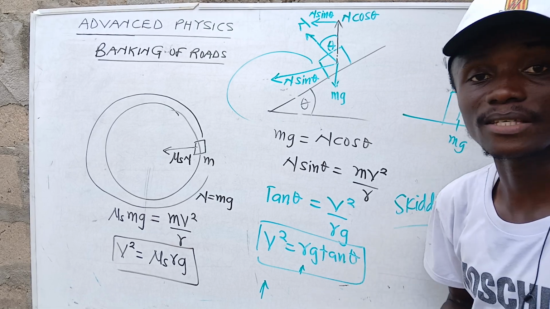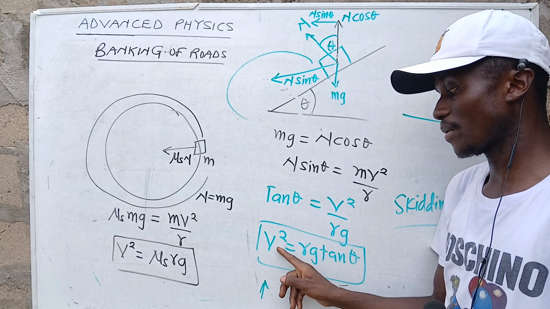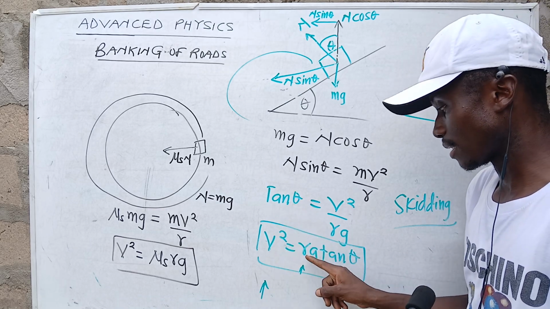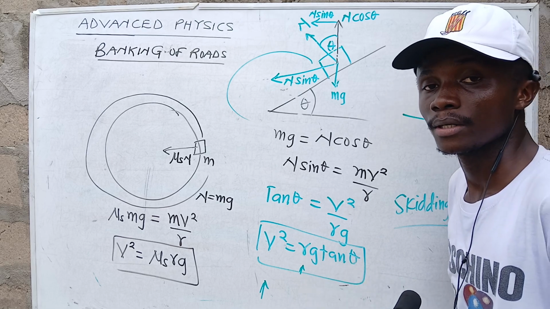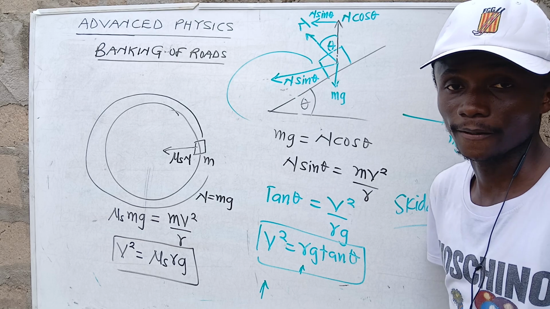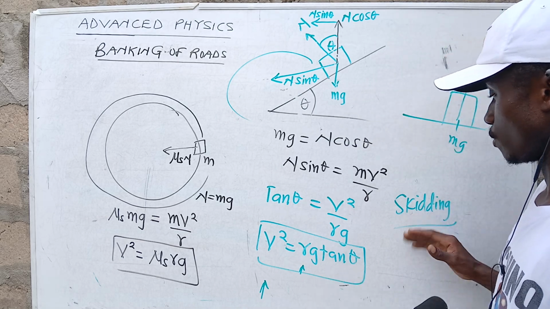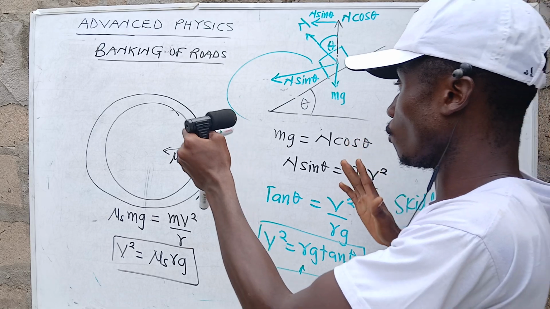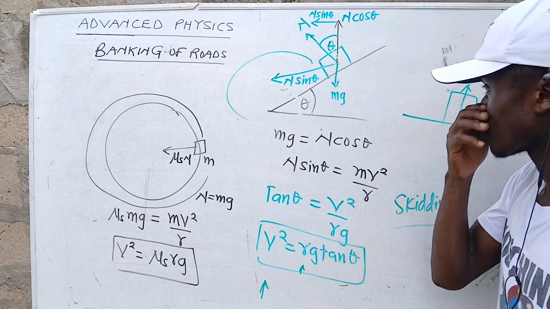So skidding is a case when you negotiate a curve at a very high speed, but at a small radius and at a very small angle. So your negotiating of the curve doesn't satisfy this equation. That's why we say you skid, and you would have to move in a linear direction away from the road.